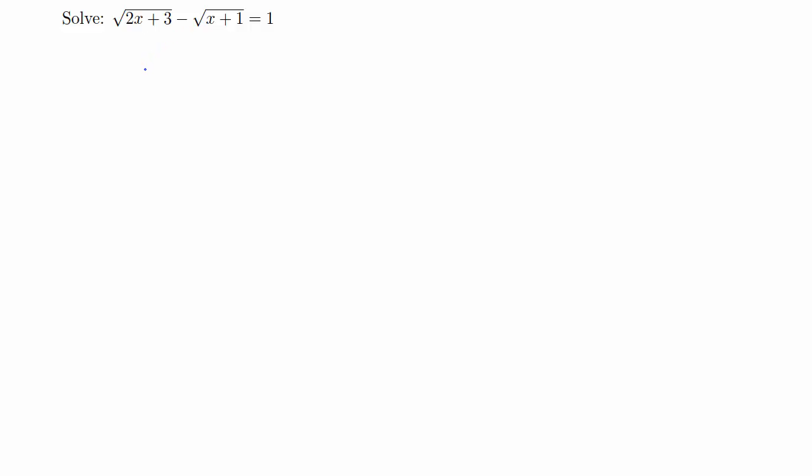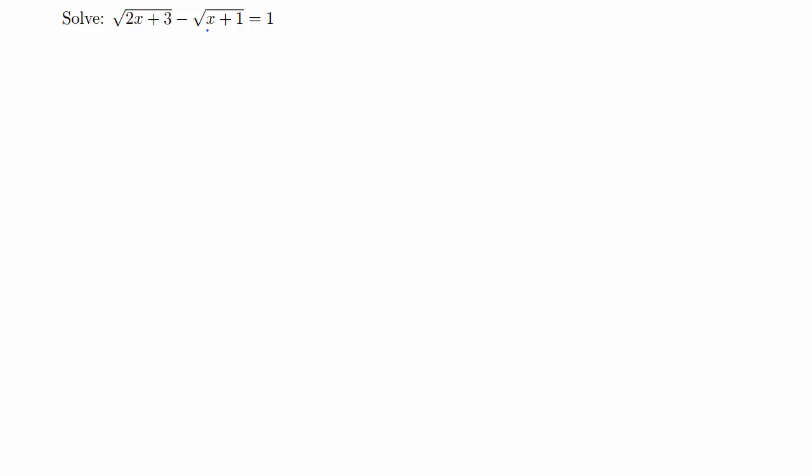Hello. In this example, we're going to solve the square root of 2x plus 3 minus the square root of x plus 1 equals 0. This is a radical equation, and it's different from the ones that we've solved before. The reason it's different is because it has two separate radicals, and they're both in different terms. So that means that you can't combine them.